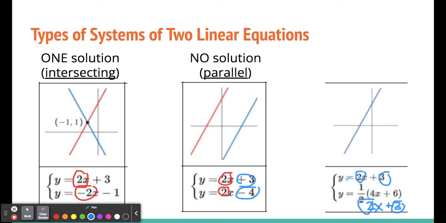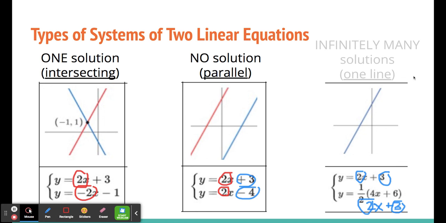So when we have two equations in our system that are exactly the same, even if they don't look the same at the beginning, they're equivalent to each other. That makes one line, and that means that every single point that is a solution to one equation is also a solution to the other equation. And so these systems have infinitely many solutions. It just makes one line. They are completely overlapping 100% of the time. There are infinitely many solutions.